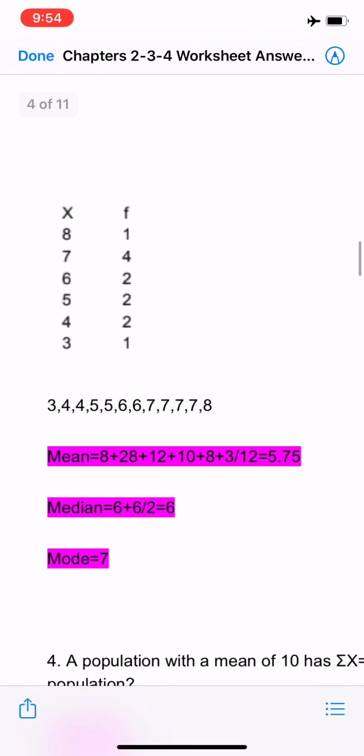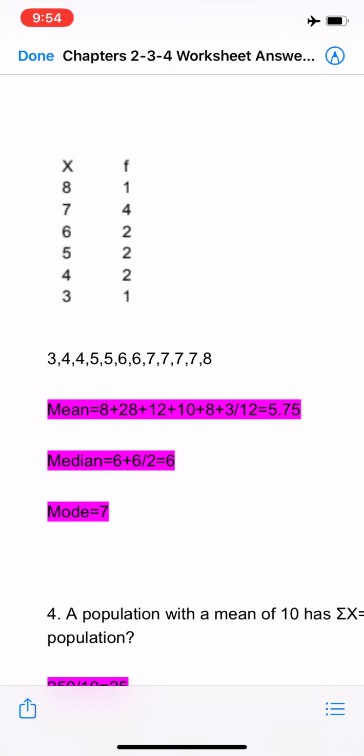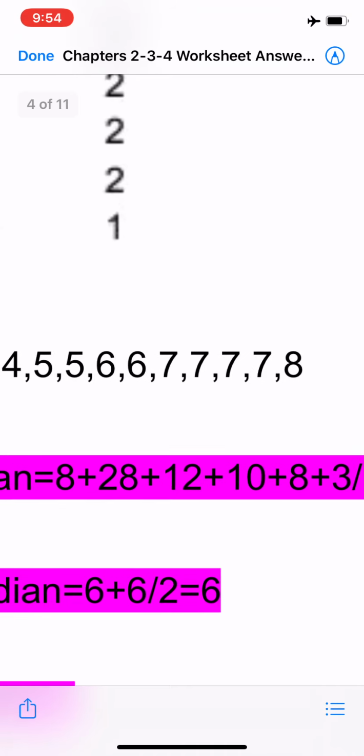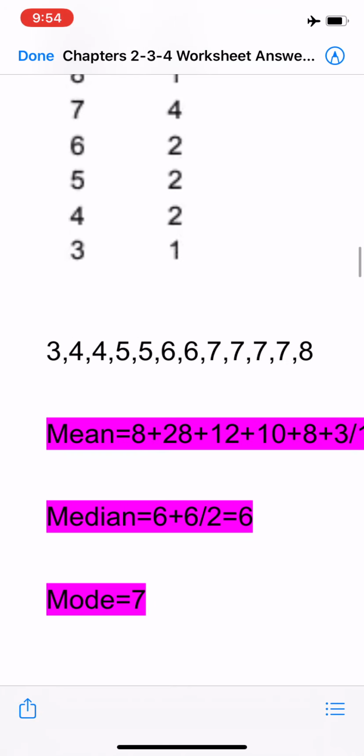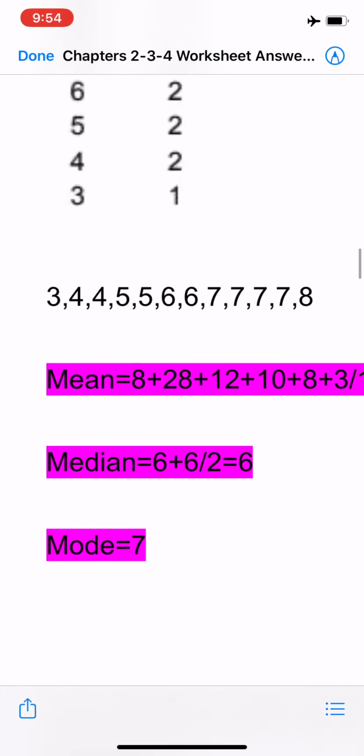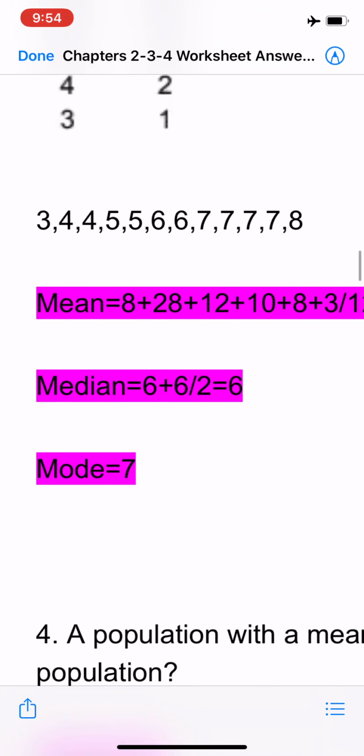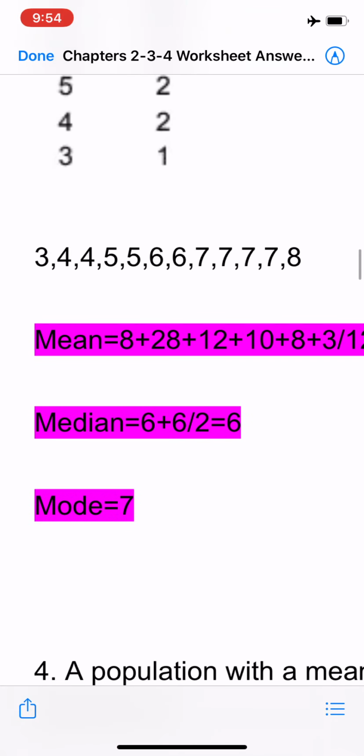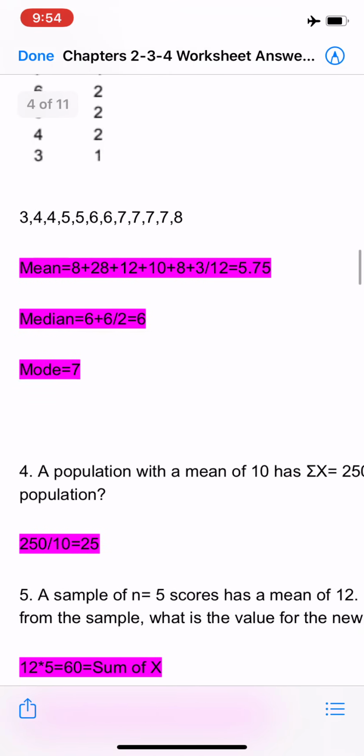and you can get n by adding up the frequencies. So that's how many scores there are. And then if you add all these up and divide by 12, you will get 5.75. The median is the two middle numbers because there are even amount of numbers. So you do 6 plus 6 equals 12 divided by 2 equals 6. In the mode, there are more 7's than any other number, so the mode is 7.